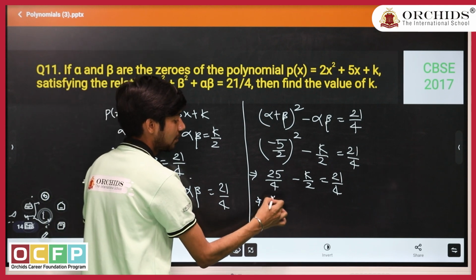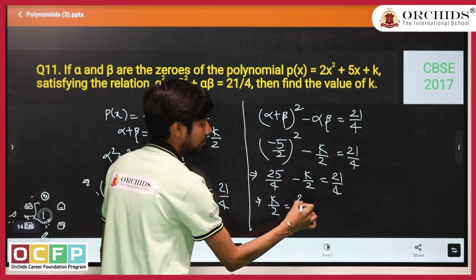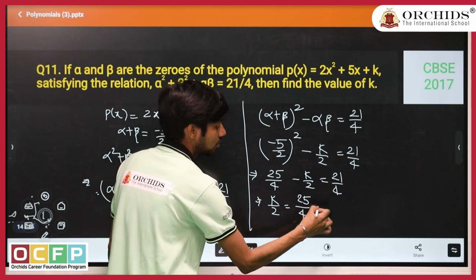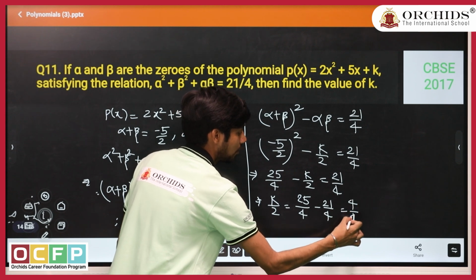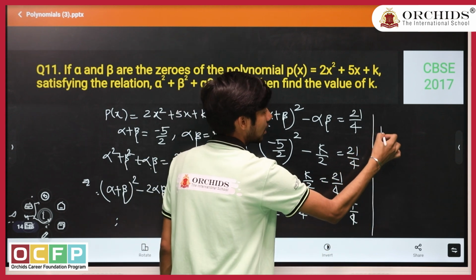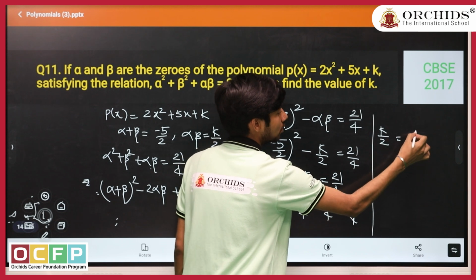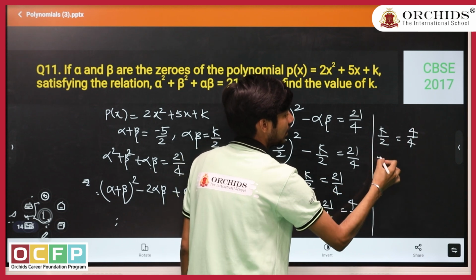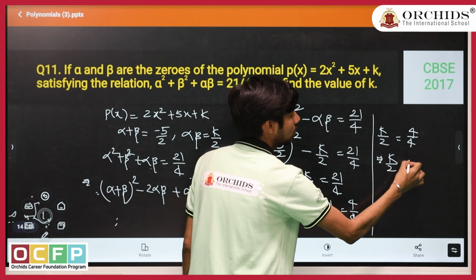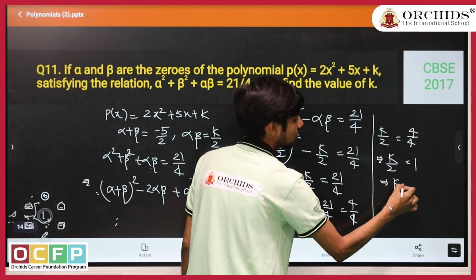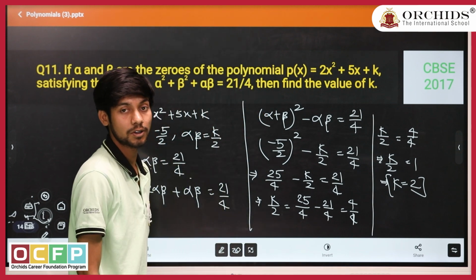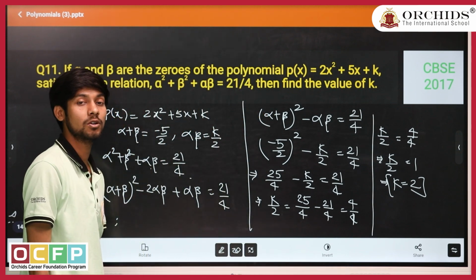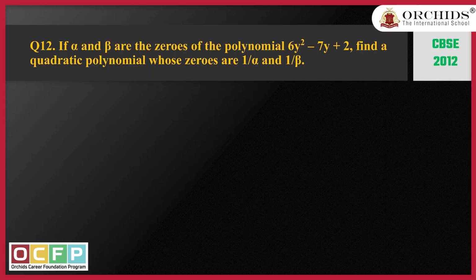We can write k by 2 is equal to 25 by 4 minus 21 by 4, that is equal to 4 by 4. So we are getting k by 2 equals 4 by 4, or we can write k by 2 is equal to 1, it means k is equal to 2. This is the answer for this question. It's very important, so make sure you practice it again and again. So now let's move to the next question.